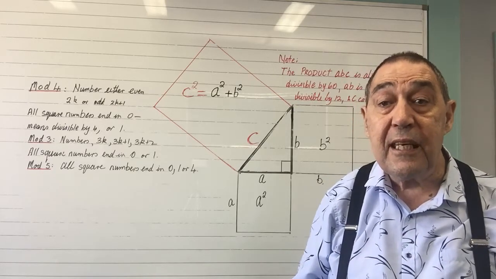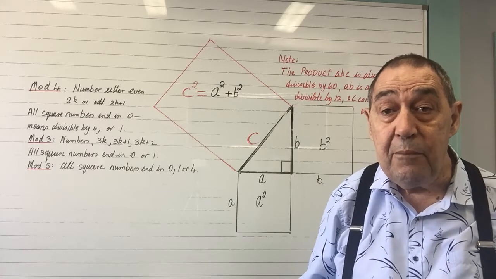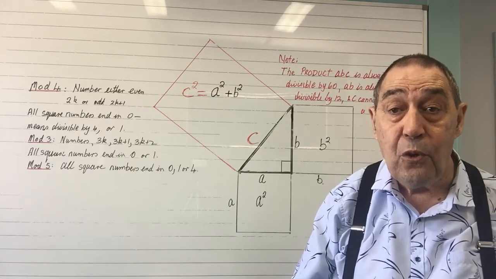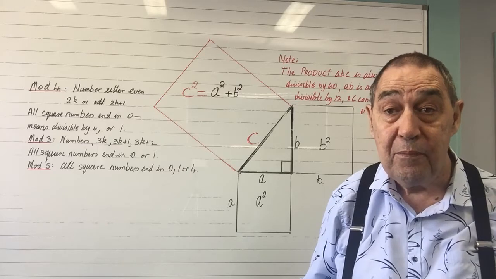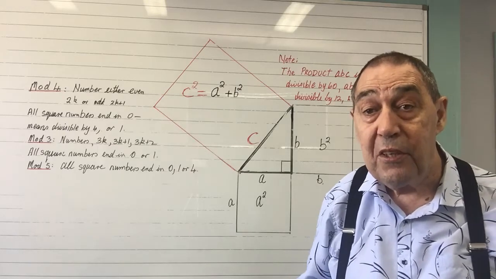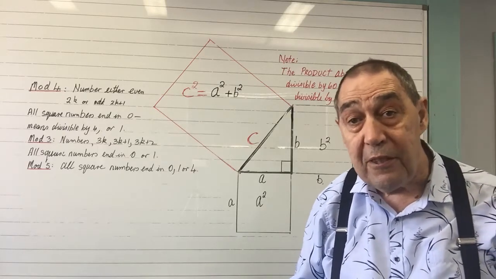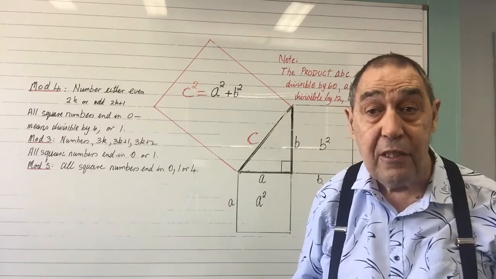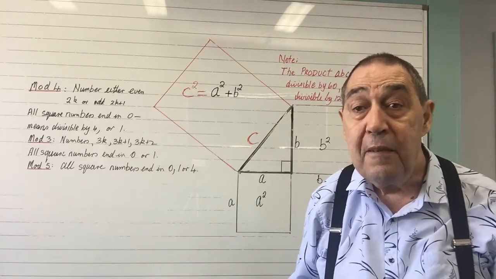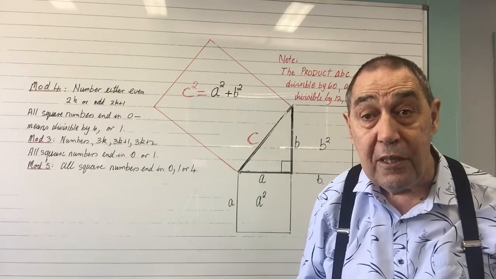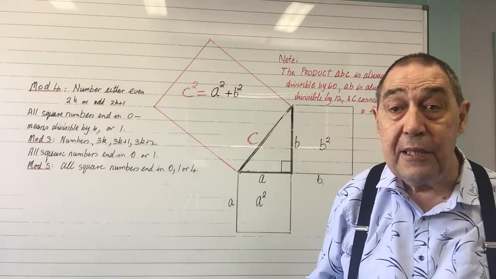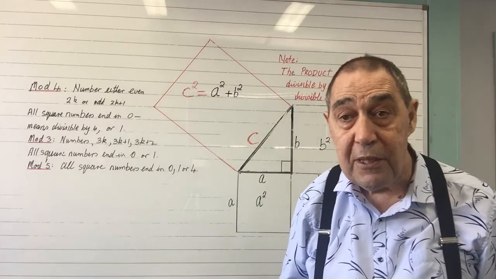If we look at 6, 8, 10, that's the same triangle where the numbers have all been multiplied by 2. So whatever applies to the 3, 4, 5 triangle will definitely apply to the 6, 8, 10 triangle and the 9, 12, 15 triangle. So we're only going to look at triangles where the sides are relatively prime.